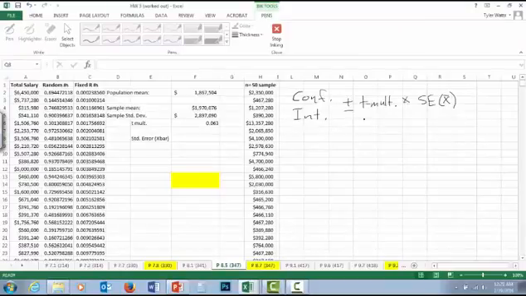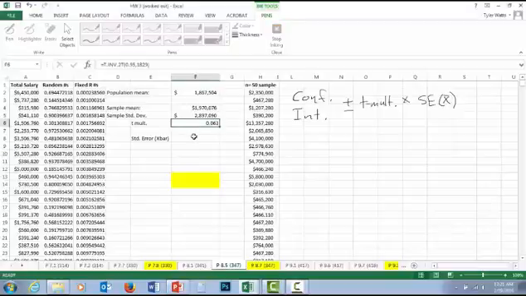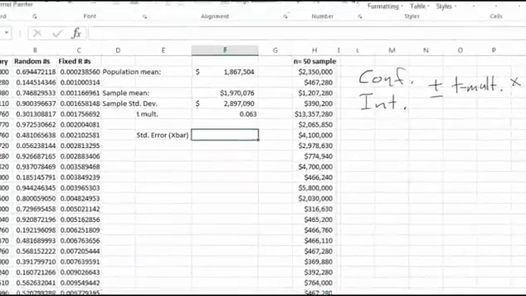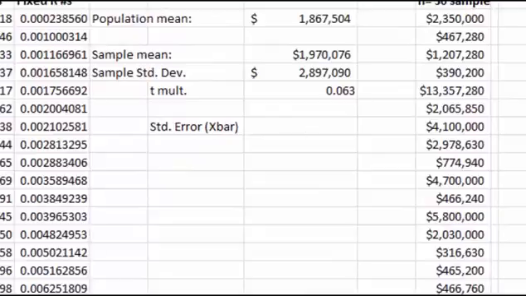Okay, so I've done my t multiple. Now I need to calculate my standard error of x bar. And remember, that is defined as sigma, if we know sigma, over the square root of n, or approximately s, the sample standard deviation over the square root of n. We do know sigma, but because I'm working with the sample and assuming we only have the sample, I calculated the sample standard deviation here, and let's just go ahead and work with it.